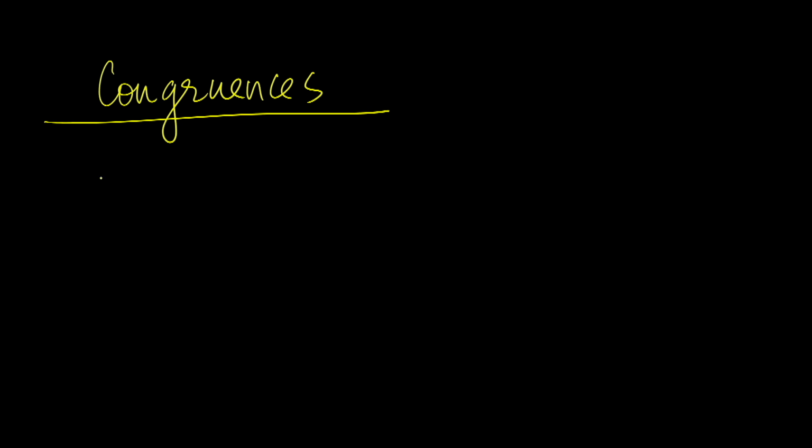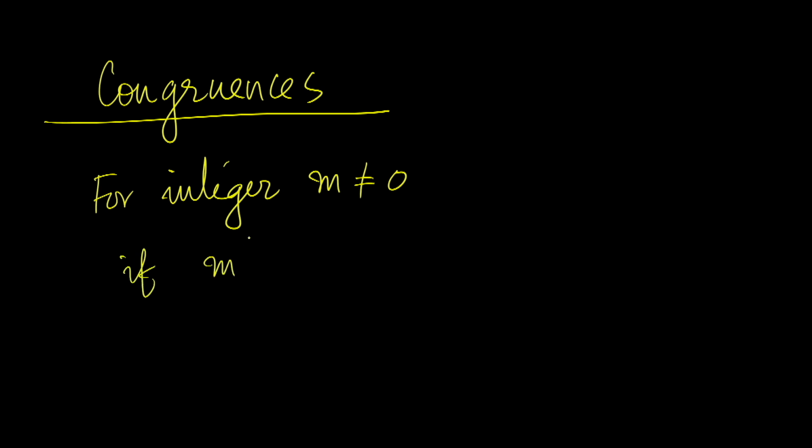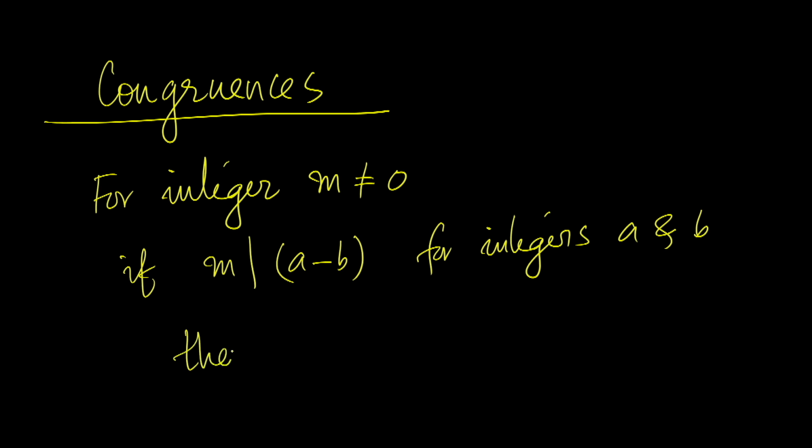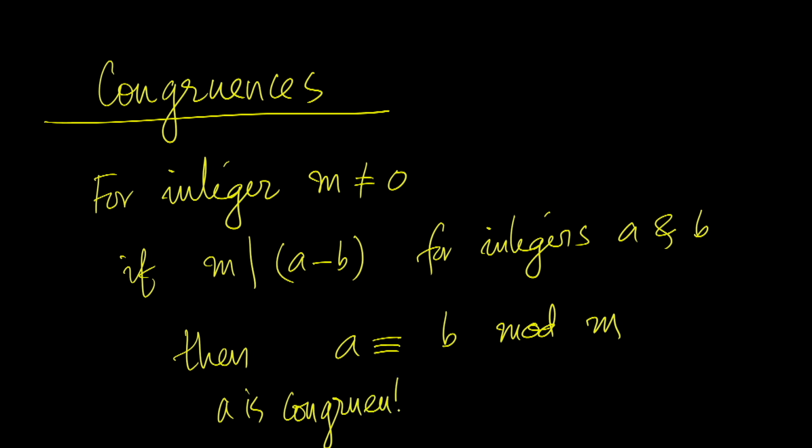Next we study congruences. We say that for integer m not equal to 0, if m divides a minus b for integers a and b, then we say a is congruent to b mod m, or we say a is congruent to b modulo m. In short, we write a ≡ b mod m.